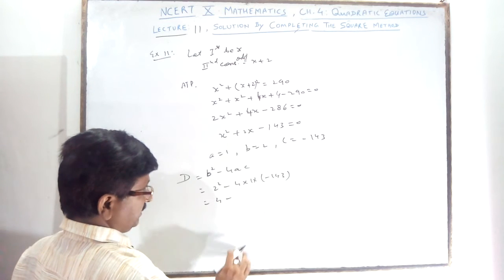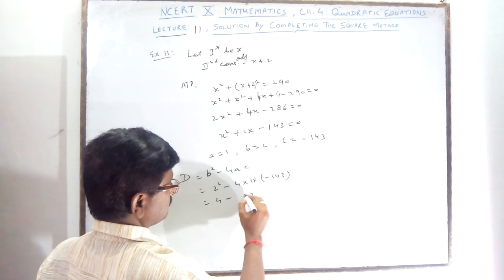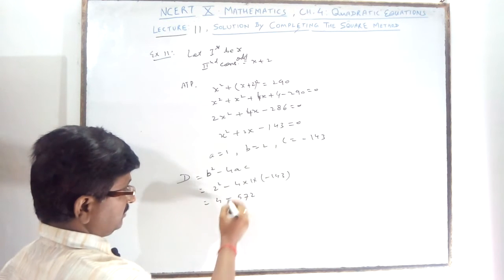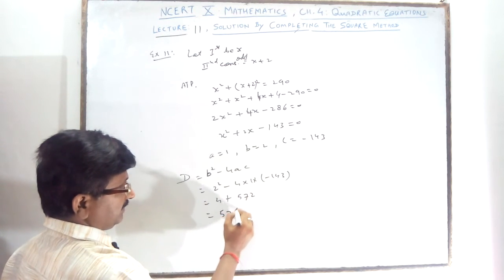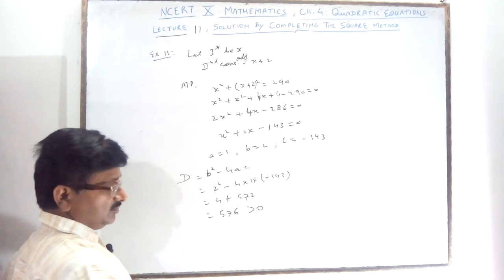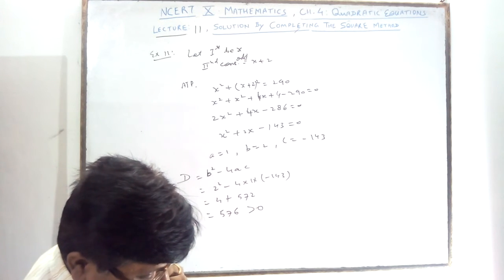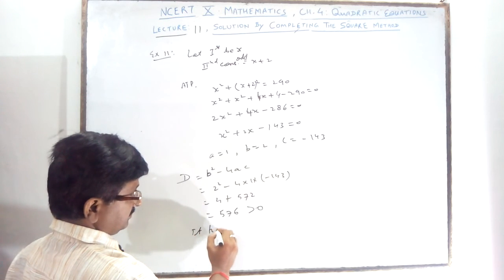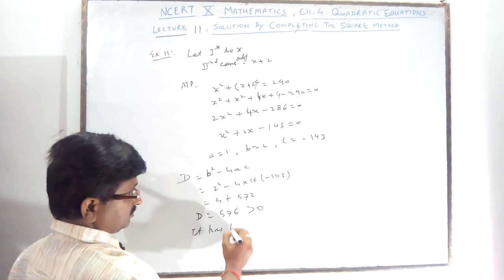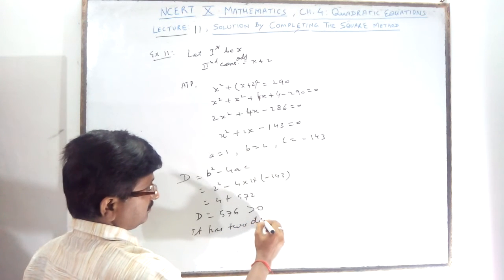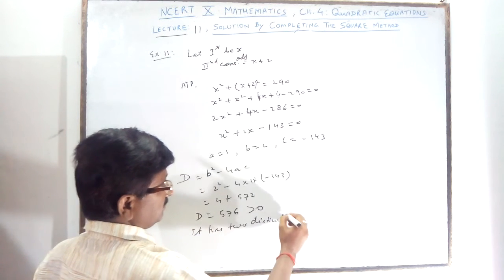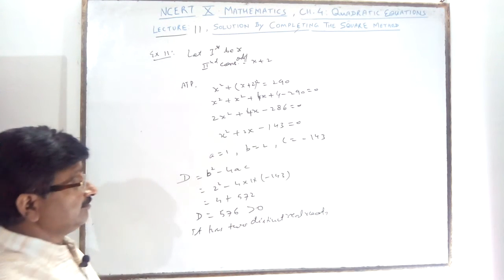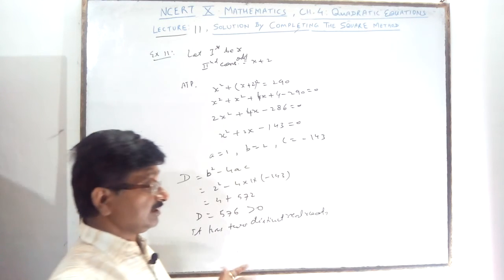You are getting 4 plus 572, minus minus plus. So it is 576, which is greater than 0. D is greater than 0. It has 2 distinct real roots. Sometimes you will get a question based on only the discriminant: find the discriminant, find the nature of the roots.